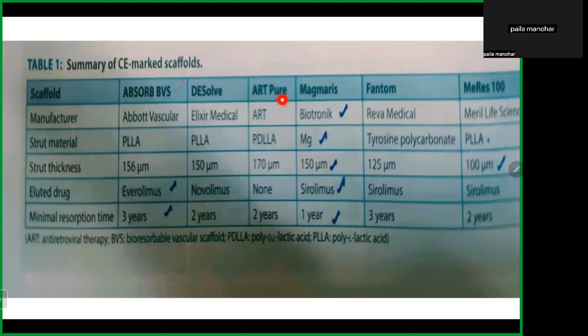In all of these, the strut thickness is an average of 150 microns. The Meril 100 is the only one with a strut thickness of 100 microns, which is less among bioresorbable scaffolds. And the resorption time is 2 years. There are some studies saying that DAPT should be continued for 2 years to prevent scaffold thrombosis. But the current studies, including the POSITIVE trial, say that 1 year of DAPT is enough for them.